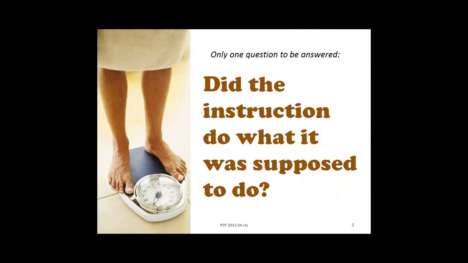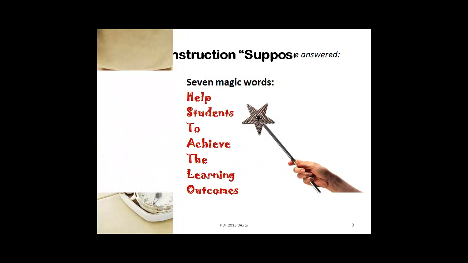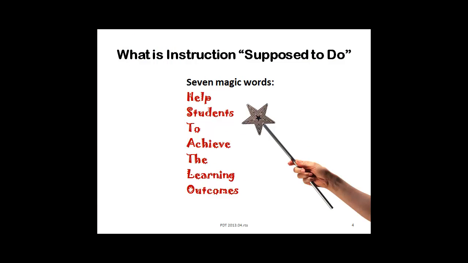There is really just one question to be answered when it comes to assessments, and that is, as you see here, did the instruction really do what it was supposed to do? If not, then we're not doing our instruction properly. But this question has sort of a hidden meaning behind it, because it begs the question, well, what is instruction supposed to do? 7 magic words.